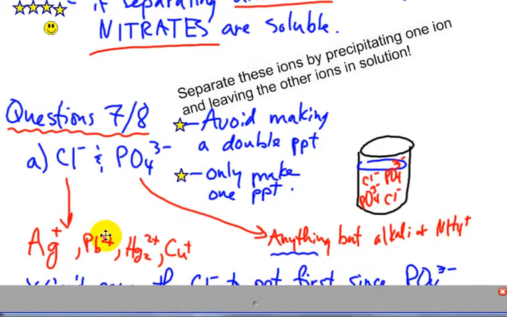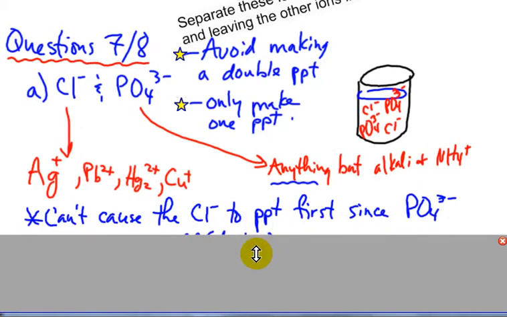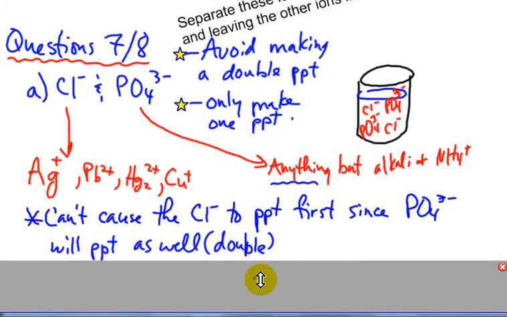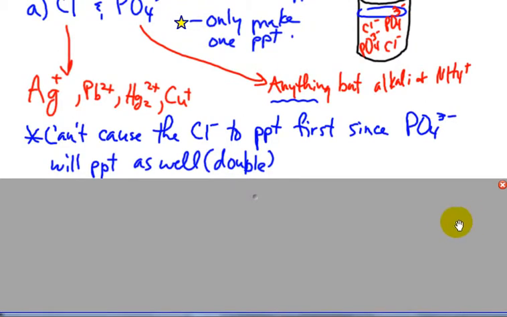Okay? So there's a problem here. If we try to precipitate the chloride by adding silver, guess what? Phosphate will precipitate as well. Lead, it'll precipitate as well. Mercury 2 as well, so you can see all of these will make both of these precipitate. So the key thing here is that we can't cause a precipitate with chloride, because it'll make a double precipitate with phosphate. So we can't precipitate that, so maybe we can precipitate phosphate by picking anything that doesn't cause chloride to precipitate.